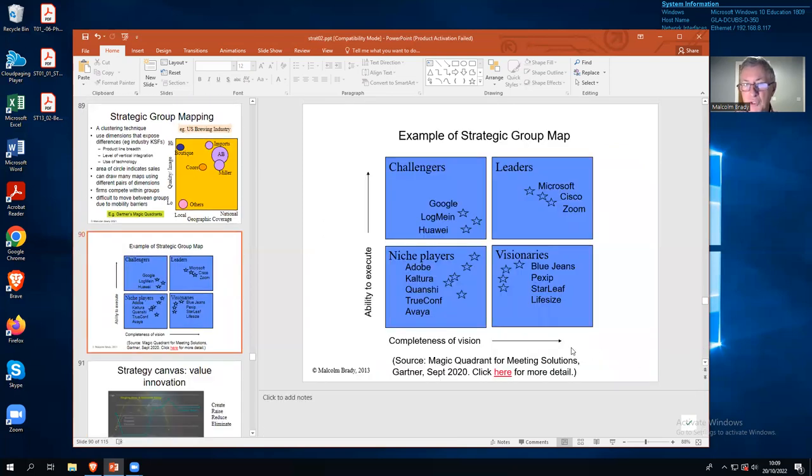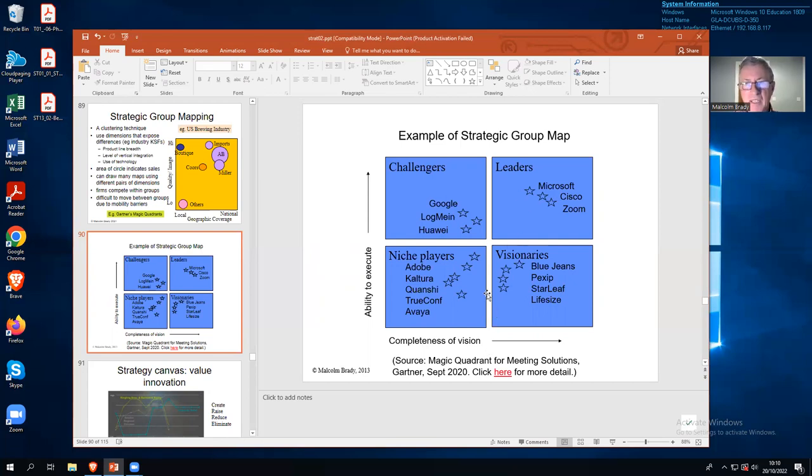Next slide actually shows one of the magic quadrants for the meeting solutions industry carried out by Gartner Group. If you have the slides deck, you can click here to get access to that mapping. Otherwise, you can just click on Gartner Group magic quadrant for meeting solutions and you should get to it. But anyway, you'll see here again, they use two dimensions. They call one dimension ability to execute. Second dimension is completeness of vision. And Gartner do this for all the different industries. They tend to use these two dimensions for all the component industries in IT that they observe.